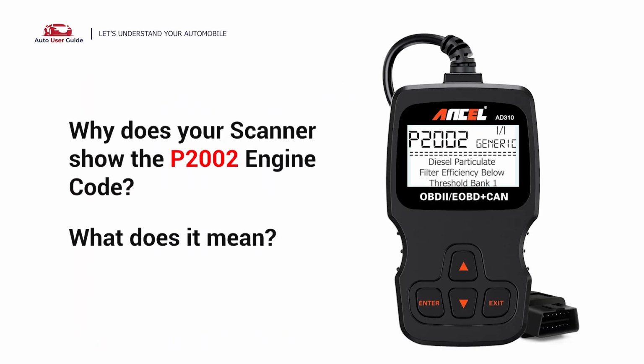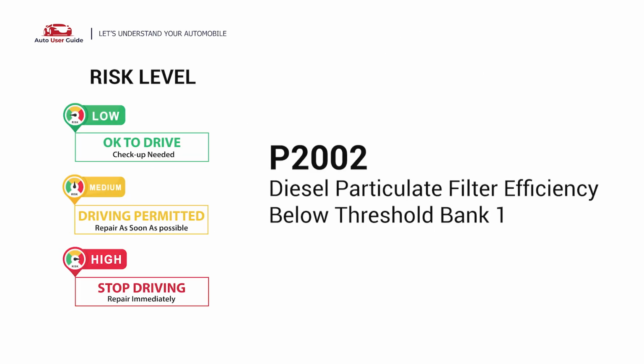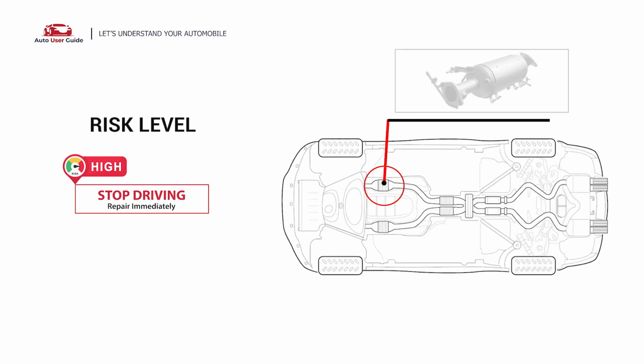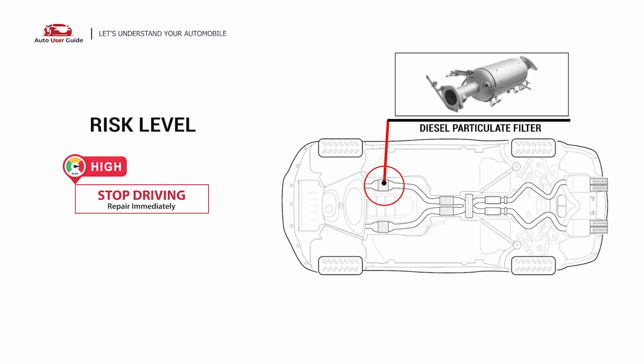Why does your scanner show the P2002 engine code? What does it mean? P2002 is a diagnostic trouble code for diesel particulate filter efficiency below threshold at Bank 1. This engine code indicates that the diesel particulate filter efficiency has dropped below the given threshold for Bank 1. Under this circumstance, stop driving and repair your vehicle immediately.